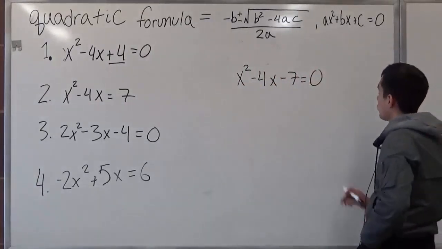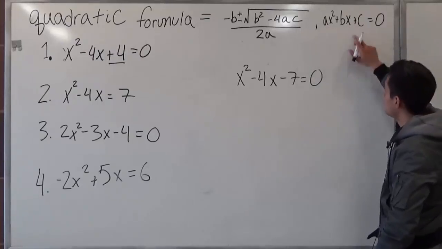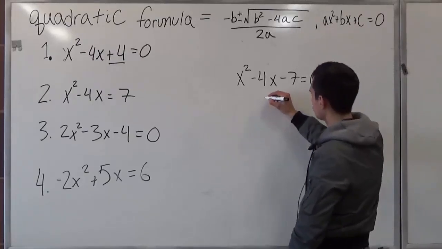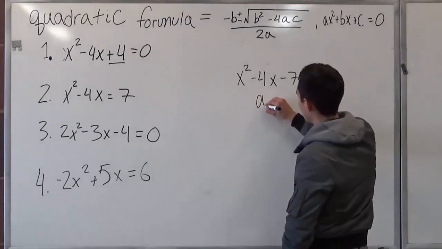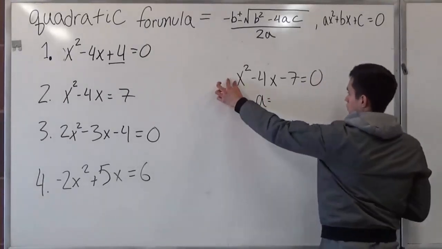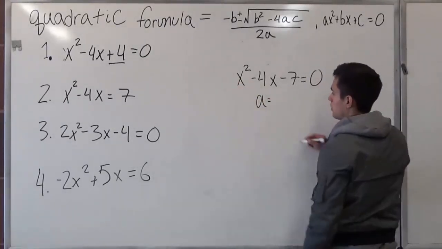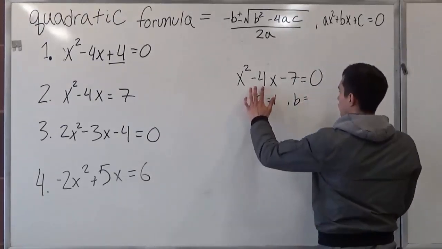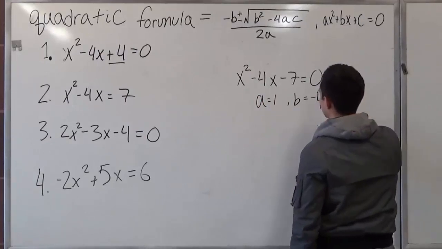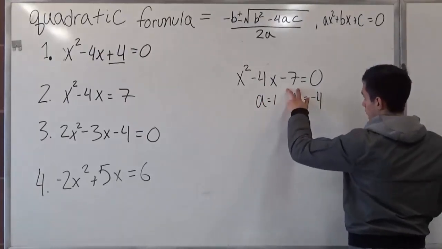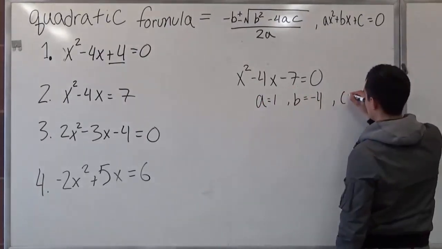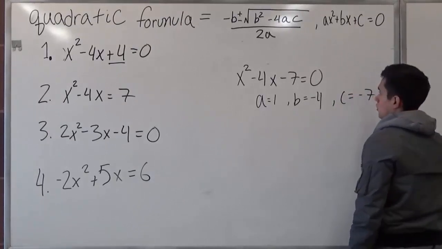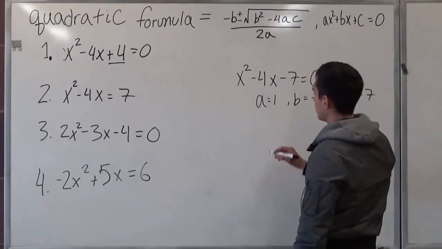So as we said earlier, we're trying to find these a, b, c terms. Our a, remember there's that imaginary 1 here when there's nothing. So a is 1, b is negative 4, and c is negative 7. So now we just have to plug it in again.